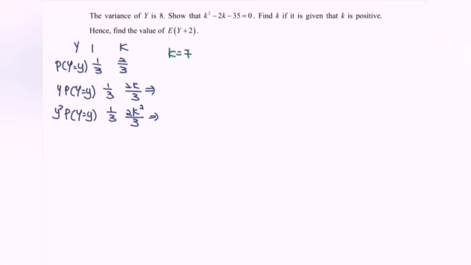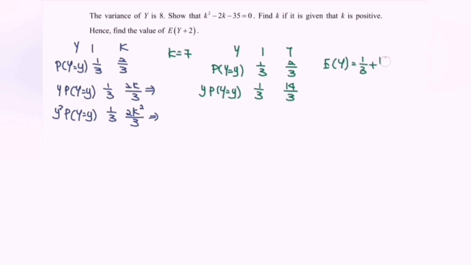So now, since k is equals to 7, kindly substitute into the table. So where we have y is equals to 1 and 7. So the probabilities for the y is equals to 1 over 3 and 2 over 3. Next, y multiply with the probability. So where we will have 1 over 3, 14 over 3. So in order to find the expected value for y, where we will have 1 over 3 plus 14 over 3. So the expected value for y will be equals to 15 over 3, where we will obtain 5.